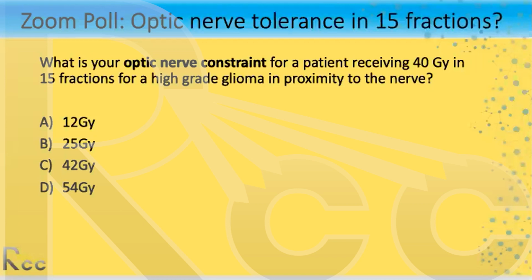What is your optic nerve constraint that you would think reasonable for a patient receiving 40 gray in 15 fractions for a high-grade glioma where the tumor is in proximity to the nerve? So I'm going to launch the poll question. I believe this is a hard one. I like to have these questions just to provoke thought. If you have any problem with the poll, just send your answer through the chat.